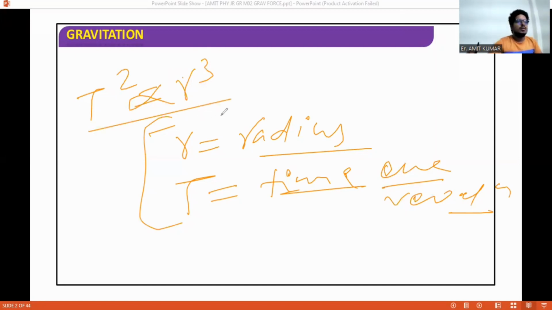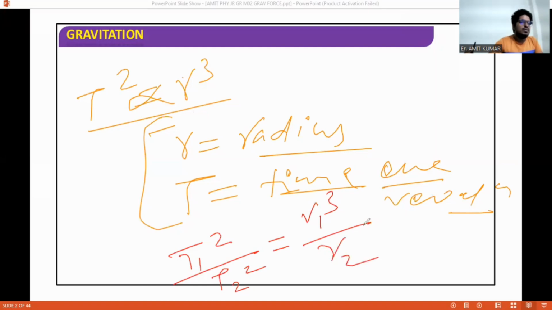So how will you utilize this in questions? T1 square divided by T2 square equals R1 whole cube divided by R2 whole cube. This is a very important concept. Please take care of it and write it in your notes. Any doubt to anyone? Tell me fast. Can I erase all this?